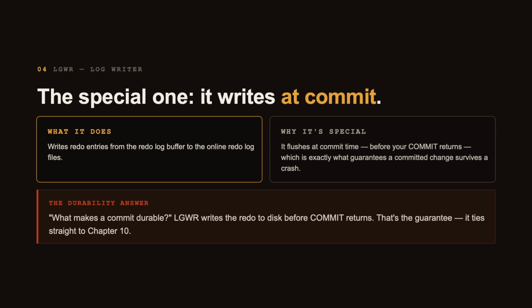So here's a trap interviewers love. What makes a commit durable? The answer isn't the data files. DBWn might not have written those yet. It's LGWR writing the redo to disk before the commit returns. Lock that in. It connects directly to redo and archiving in Chapter 10.